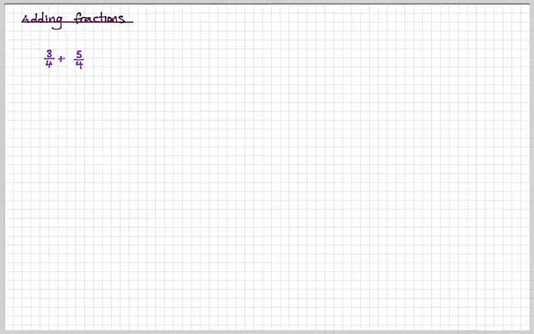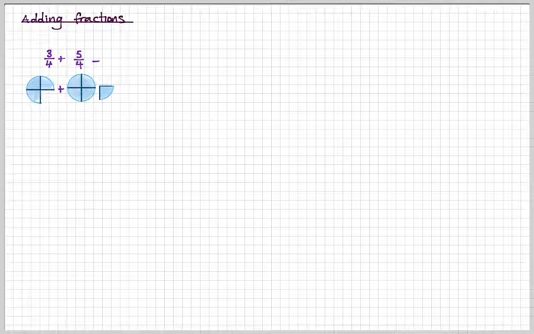Let's maybe look at 3 quarters plus 5 quarters. So if we have 3 quarters here, and we have 5 quarters here. Pictorially this is what it looks like, 3 quarters and 5 quarters. This would be equal to, well, if you count the number of quarters, you've got 8 quarters.